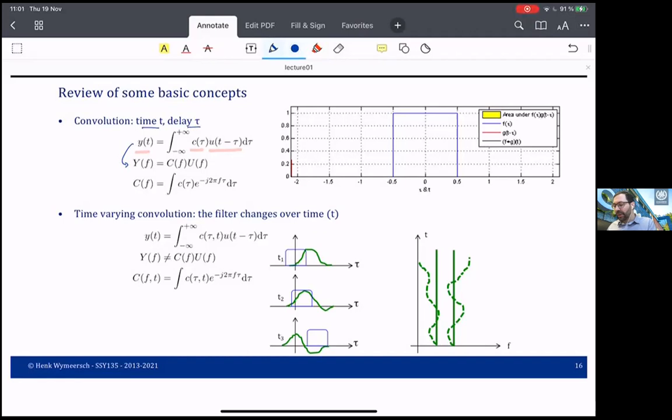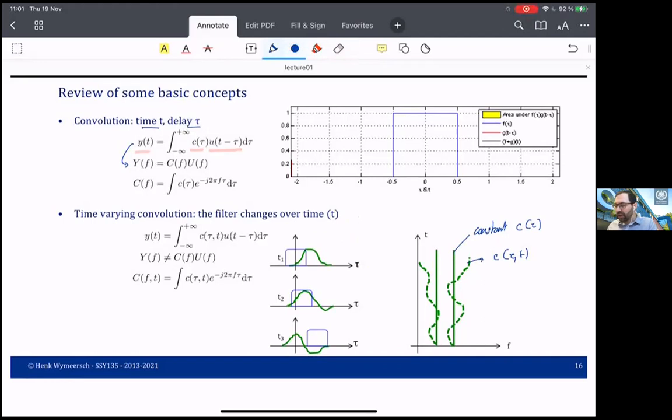In wireless communication, we often work with time varying convolutions, which means that the channel changes over time, as shown in these figures. The channel at some time t1 is given by the first figure as a function of delay tau. At t2 it changes, and at t3 it changes again. If the channel is a constant channel C of tau, then the frequency transform doesn't change. But if the channel is time varying, C of tau and t, then the frequency transform will also change.